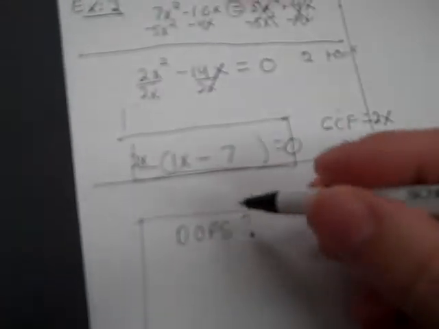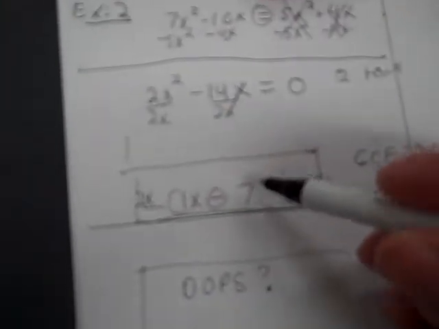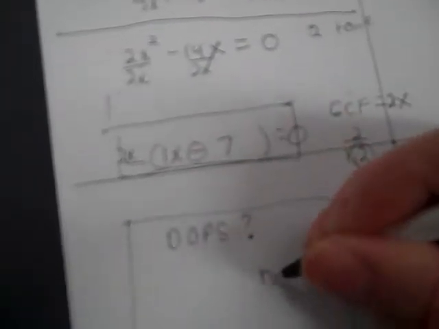So I put 2x here. Then I go divide by 2x. So that's going to be 1x. 14 divided by 2 is 7, and those cancel. Okay, now is this a difference of perfect squares? No, it's not, because 7 is not on that sheet of perfect squares, that list, so no.